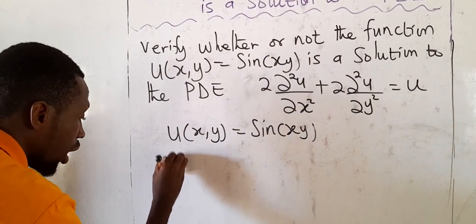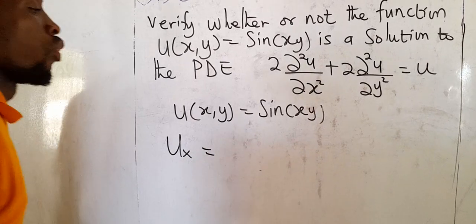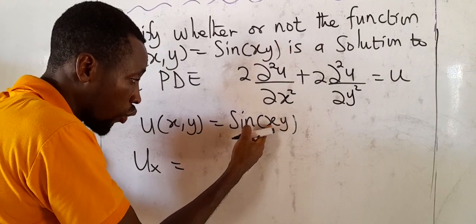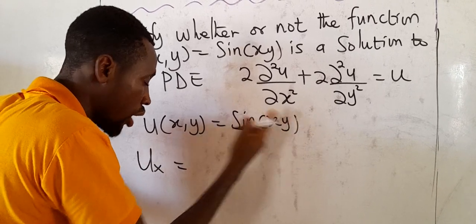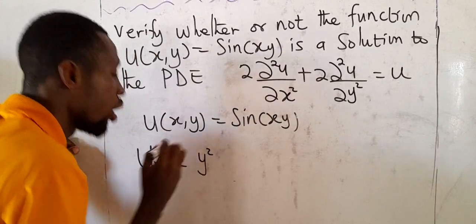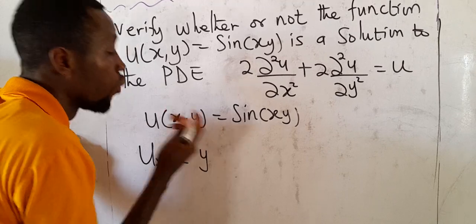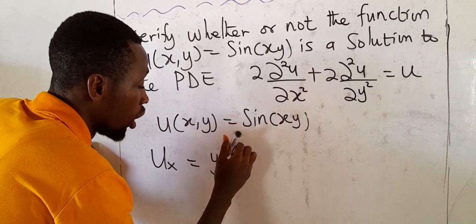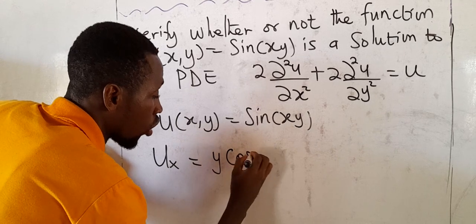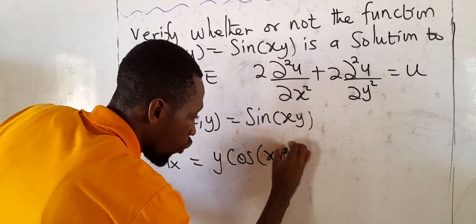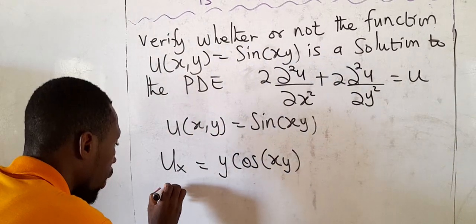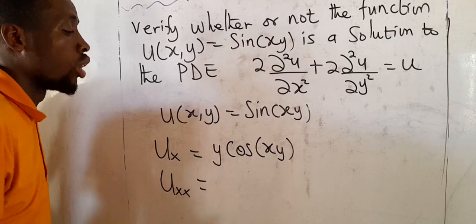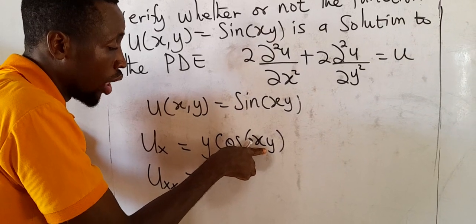So let's find the partial differentiation with respect to x. Differentiate this with respect to x. Remember y is constant, so we differentiate xy with respect to x to get y. Then we differentiate sine. What do we get? We get cos, then we repeat the angle, if you remember very well. Now for the second partial differentiation, we differentiate this one more time. When we differentiate this again, what do we get?